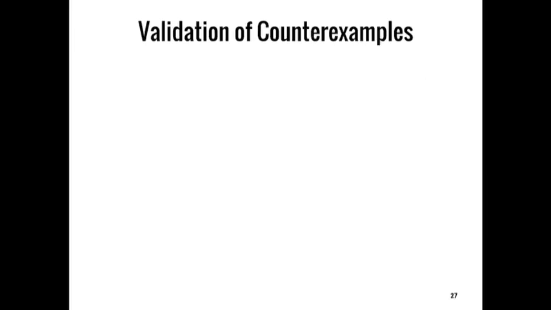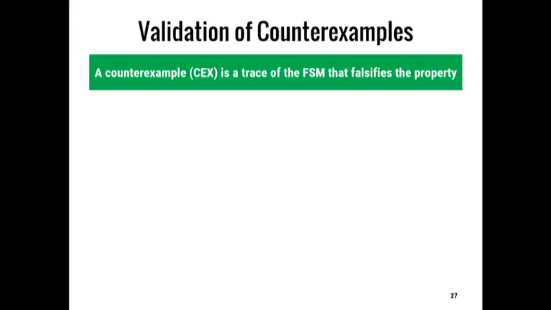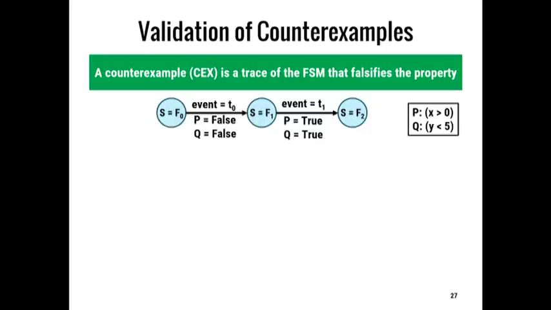Before that, what is a counterexample? A counterexample is a trace of the FSM that falsifies the property. Here is a sample example. So we want to ask the question: it's good that the model checker gave us some counterexamples, but how can we make sure that this counterexample actually exists in the code?